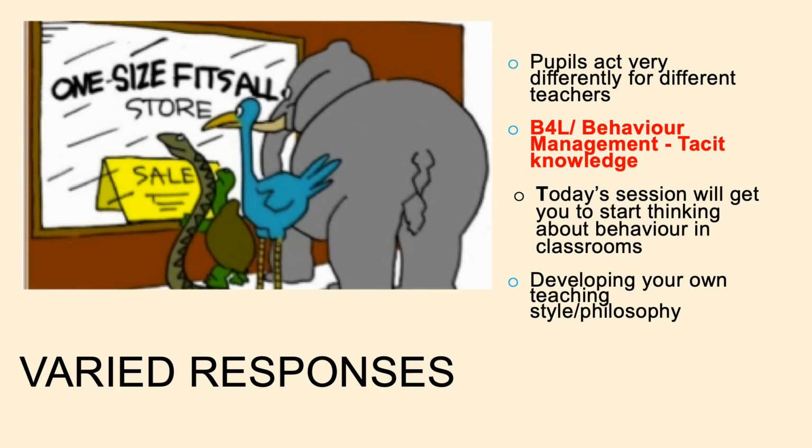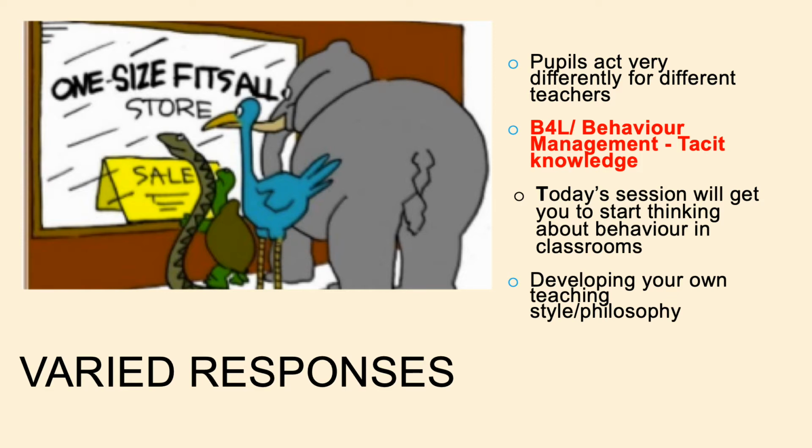So what we do know is that pupils, regardless of behavior policies or measures or sanctions, generally act differently for various teachers. And you might know this to be true from your own time in school, or you might know this to be true from your visits or observations in schools. We know that different pupils will act differently for different teachers. And that's interesting, and we'll start to consider why that might be.